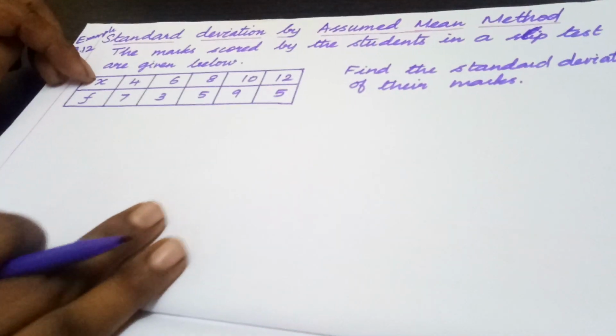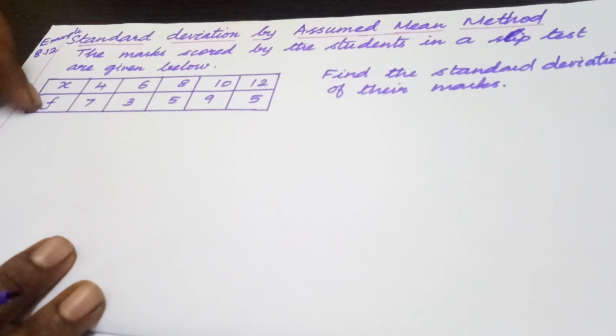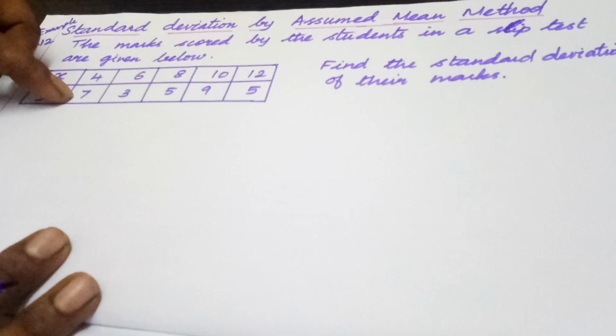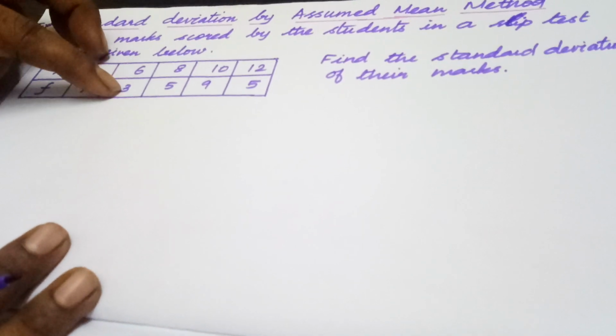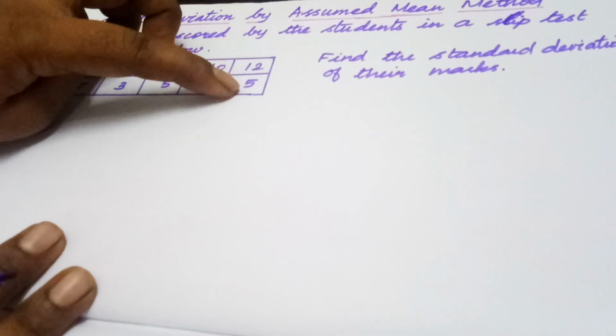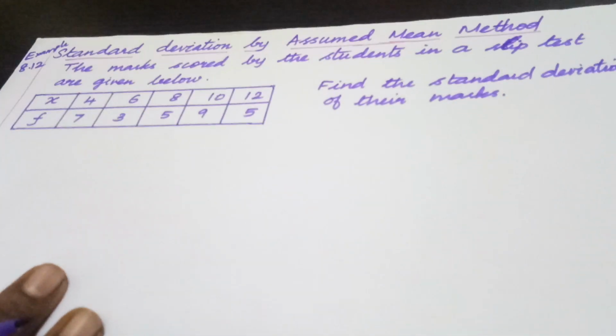Here marks is x and the number of students who got those marks is f. That is frequency. So x is 4, frequency is 7. X is 6, frequency is 3, X is 8, frequency is 5, 10, 9, 12 and 5. So, they have given the table. We are going to find the standard deviation.